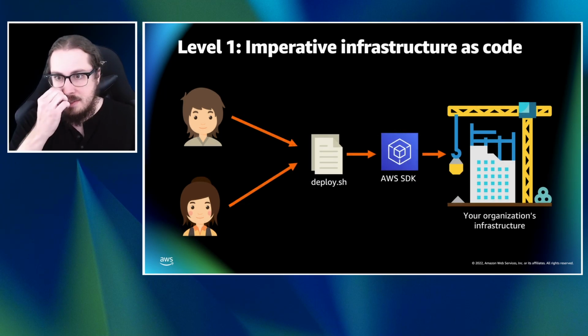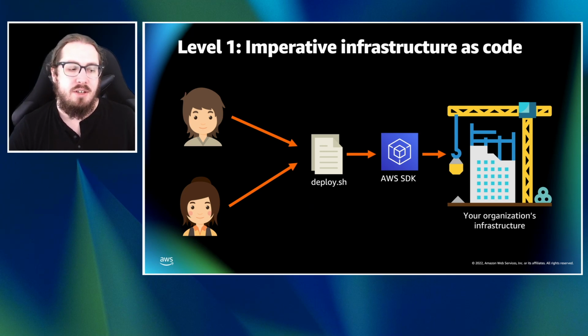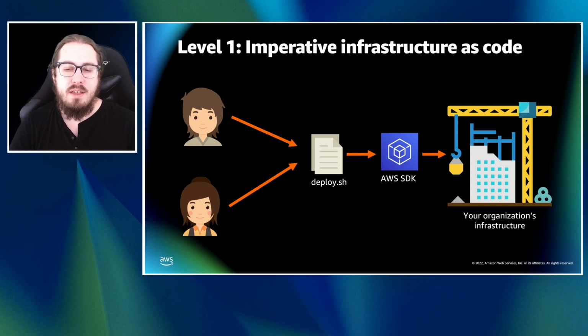So as organizations grow, they tend to move on from that manual sort of clicking around the console to imperative infrastructure as code. And this is where you create a code file which contains the commands necessary to call the AWS API, usually using the software development kit for AWS, and create infrastructure on the AWS account automatically using this deploy script. So this is a little bit better because now you can have different engineers working on the same deploy script that actually modifies infrastructure as code. But it's a little bit challenging.